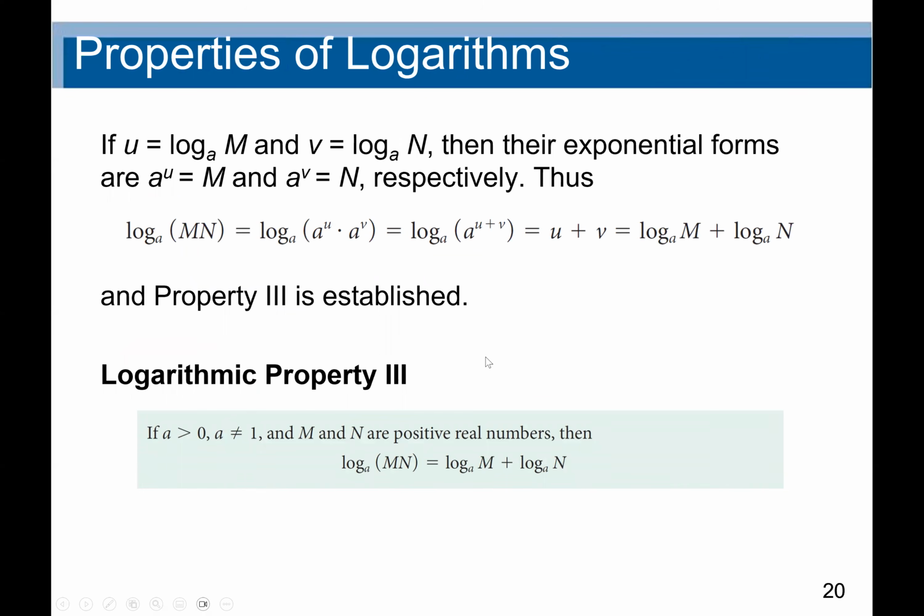Now next we have property 3, which says that if a greater than 0 and a not equal to 1, and m and n are positive real numbers, then we can have log base a of m times n is the same as log base a of m plus log base a of n. Now the same thing applies to division. Log base a of m divided by n will be log base a of m minus log base a of n.